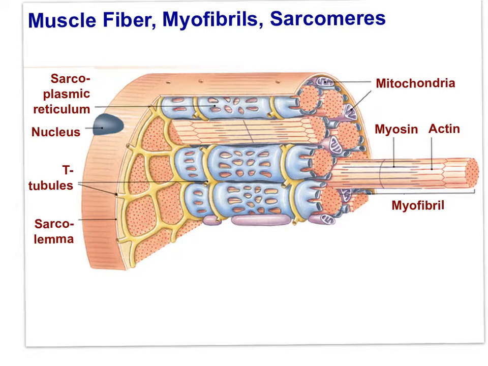Once again, a muscle fiber with myofibrils and sarcomeres. Take some time to study this slide. I like how it displays the relationship of the sarcoplasmic reticulum with the myofibrils. Remember that sarcoplasmic reticulum stores calcium ions when a muscle cell is at rest. You can see numerous mitochondria that provide ATP for contraction.